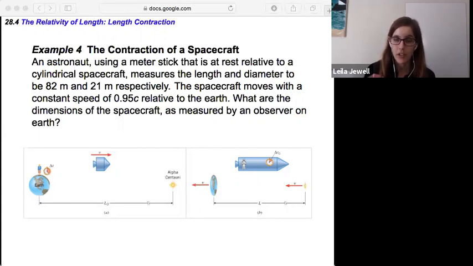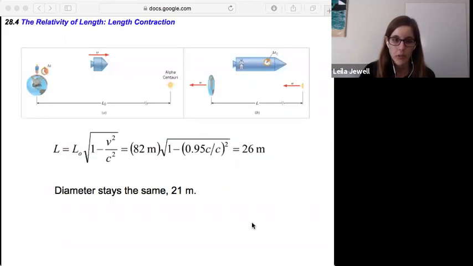And remember, based on Earth, it sees the spacecraft moving very quickly, so it should see a shorter distance. The astronaut is measuring distances with the meter stick that's at rest relative to the spacecraft, right? The meter stick isn't flying through the air. And so this gives us the proper lengths, L0, of the length and diameter of said spacecraft. So that keys us into how we want to set up the equation, solving for the contracted length, L, relative to the proper length of 82 meters. That's almost a football field, right?